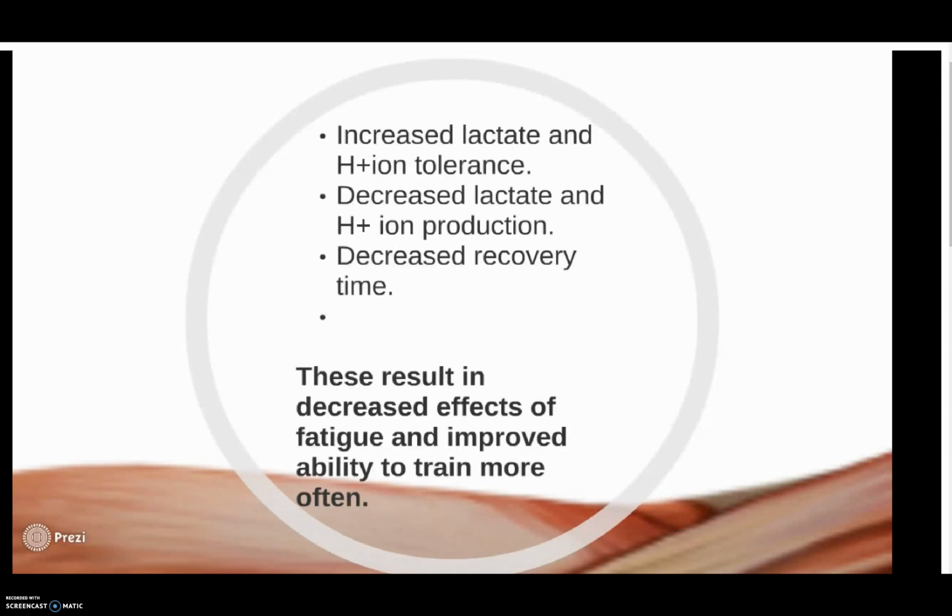We get increased lactate and hydrogen ion tolerance, so we're more resistant to that fatigue. We actually produce less lactate and hydrogen ions because we can rely more on CP, so anaerobic glycolysis becomes predominant later in the activity, which means we've got less reliance on anaerobic glycolysis. That means we've got less recovery time, which results in decreased effects of fatigue and improved ability to train more often.